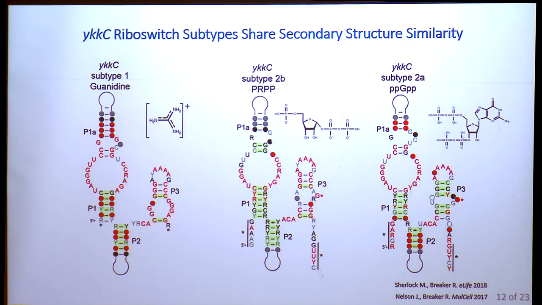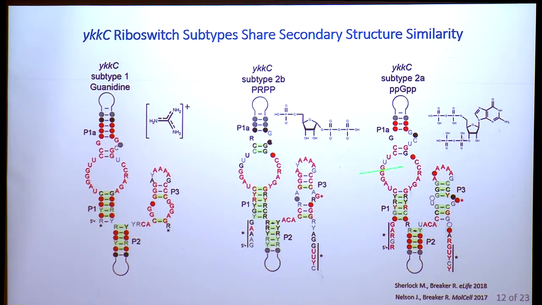However, last year, there was a publication that came out saying that the YKKC class of riboswitches was able to bind to guanidine. And more recently, two other ligands were identified for this class, PRPP and PPGPP. As you can see from the secondary structure schematic, these riboswitches look fairly similar. However, they bind chemically distinct ligands.